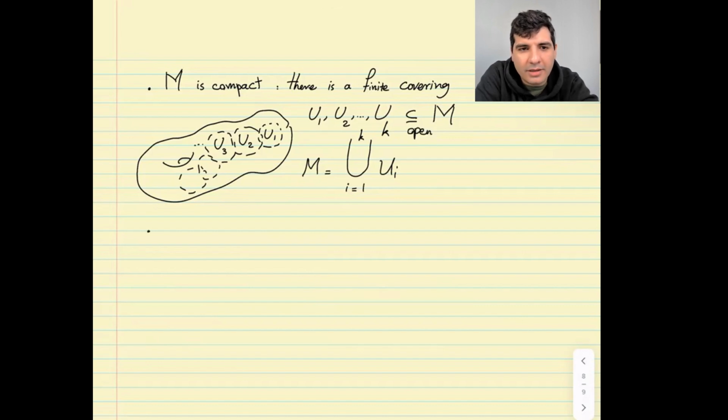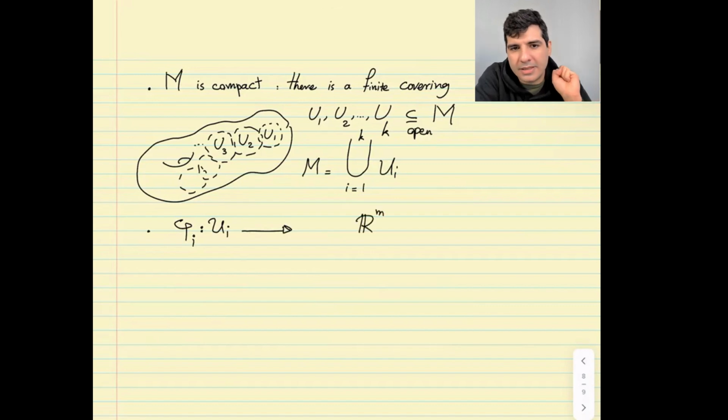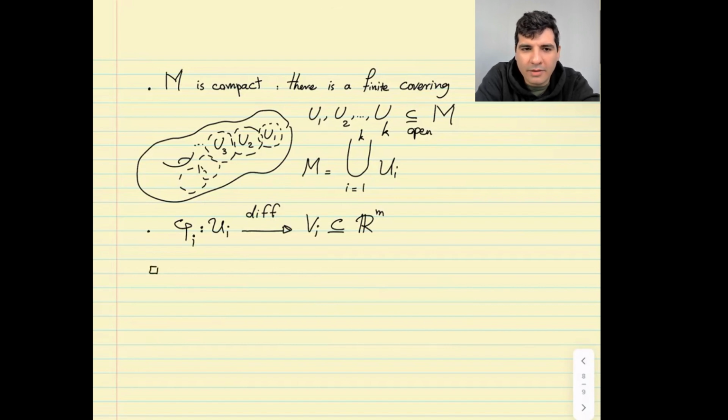So for each i, there is a map phi_i from U_i, a diffeomorphism to an open subset inside R^m, just by the definition of a manifold. If these open sets are sufficiently small, which we will assume, there is a diffeomorphism from U_i to some open set V_i inside R^m. So phi_i is a diffeomorphism to V_i, an open subset of R^m. Okay, so this is the set of data we have now. We have a manifold, and we covered it with open charts, right?